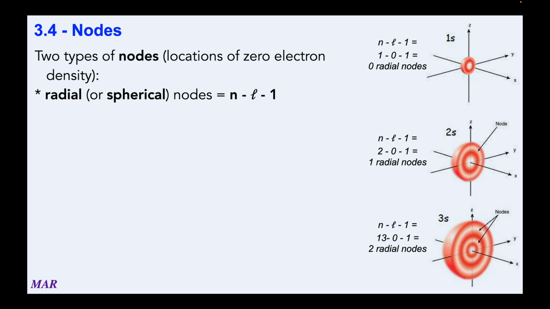So let's look in the upper right hand corner. That is a 1s orbital. So n equals 1. s means l equals 0.